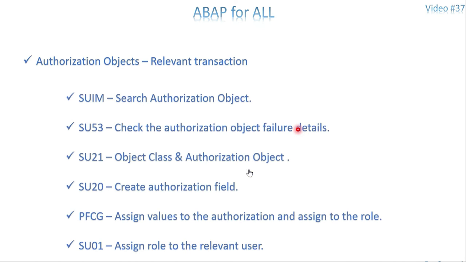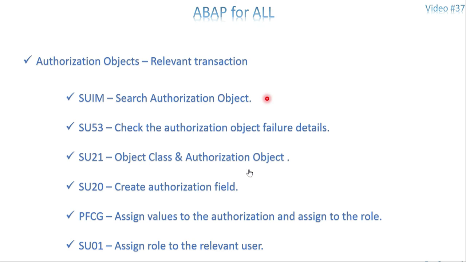And now the relevant transactions. This is the first transaction which I explained, right? It's a very beautiful transaction, SUIM. Mostly you will get authorization at least for this. So you can search authorization objects at any level, anything you want, through this transaction, SUIM. And SU53 just checks the authorization object failure details. Probably you might be aware of it.